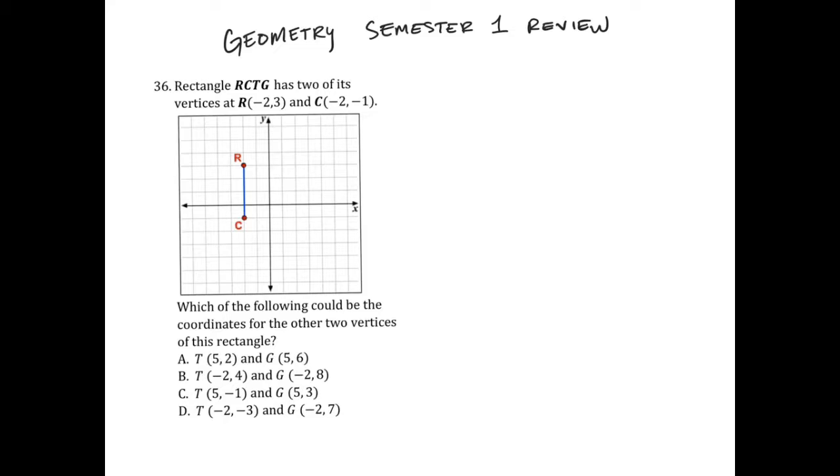For this one, it says rectangle RCTG has 2 of its vertices. R is at negative 2, 3. And C is at negative 2, negative 1. Which of the following could be the coordinates for the other 2 vertices of this rectangle? So I'm just going to try out the options. Is it 5 and 2? 1, 2, 3, 4, 5. 1, 2. I'm going to go ahead and say no. That's not going to be where point T is going to be, because that wouldn't make a rectangle. It wouldn't make the 90-degree angle here like you need for a rectangle. So I think answer choice A is wrong.